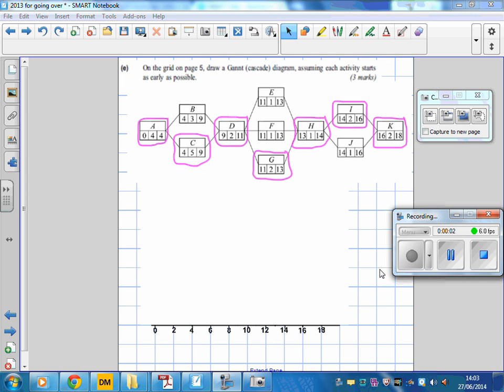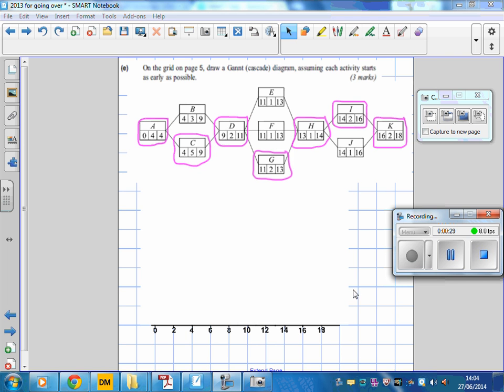Okay, the last part of question 1 is drawing a Gantt chart, or sometimes it's called a cascade diagram, for the activity network that we've just constructed. Now, the Gantt chart is a sort of timeline showing which activities are going on over the timeline. So you can see that for us, as our completion time is going to be 18, we need to construct an axis along the bottom going up to 18.